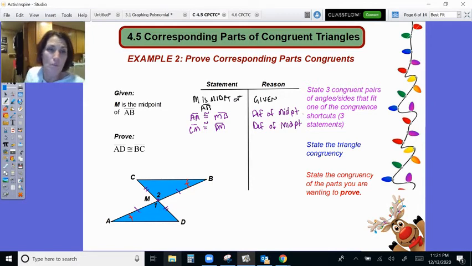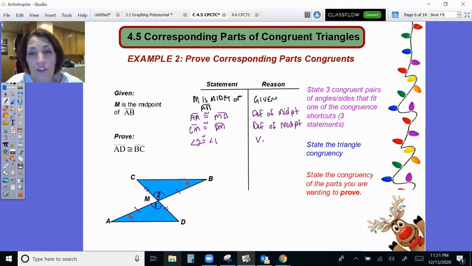Okay, we need one more piece of our triangle now, and I know that angle 2 and angle 1 are congruent because of vertical angles. So angle 2 congruent to angle 1, or angle 1 is congruent to angle 2, doesn't matter. That's my vertical angles theorem. So now we have our 3 parts of our triangle.